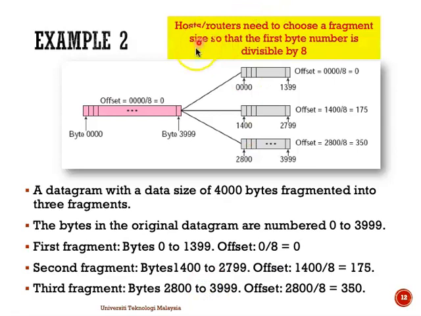Remember that hosts or routers need to choose a fragment size so that the first byte number is divisible by 8. You see here the size of this fragment is 1400. The next fragment's first byte number, 1408, you can divide by 8 without getting any remainder. The same here, the first byte is 2800, you can divide by 8 without any remainder. The result from this division is the offset number for that fragment.